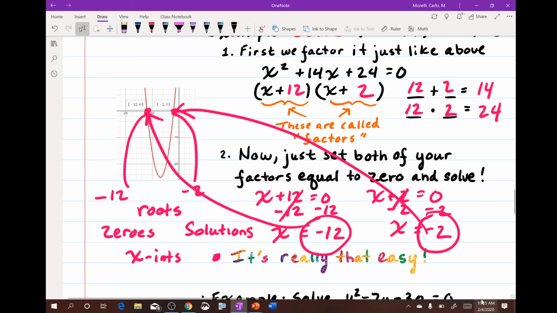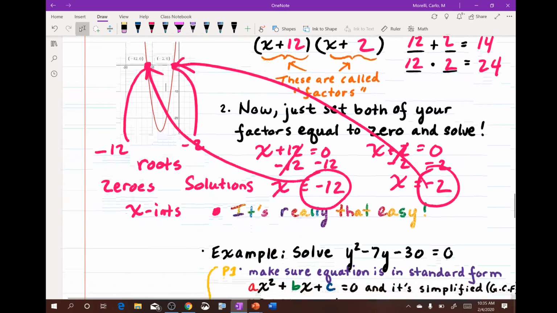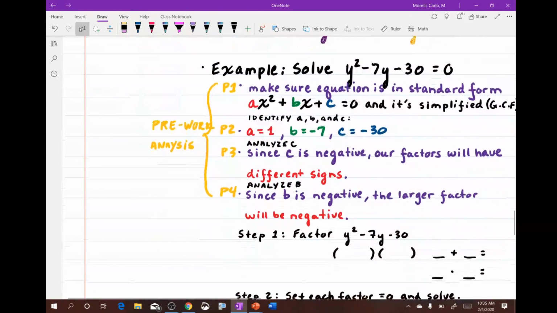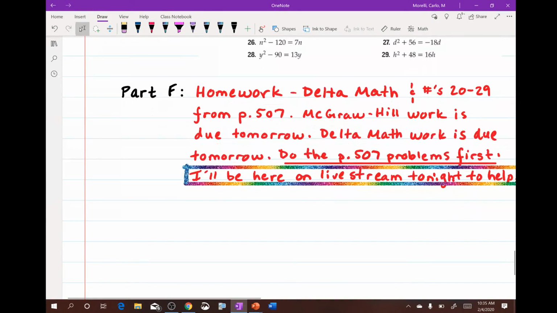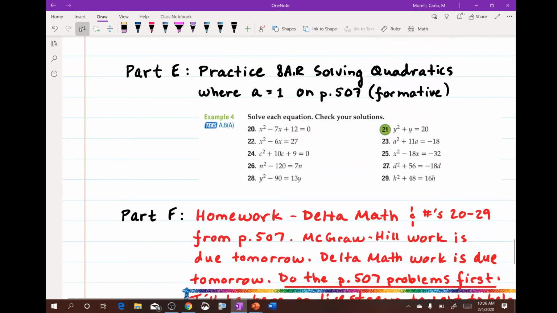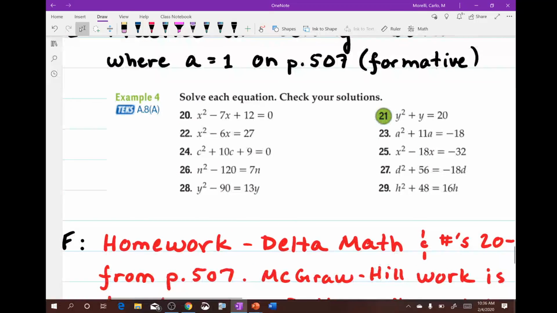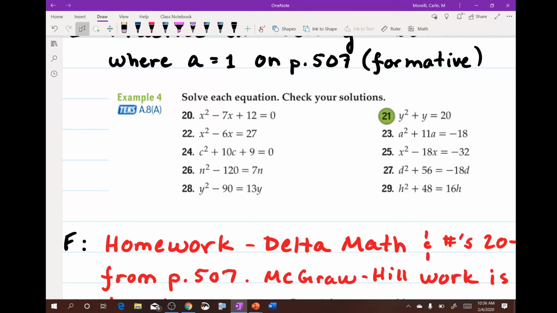Now, congratulations. If you understood what I just did, there's more stuff going on, but basically, you're ready to do your Delta Math homework that I've assigned you. I have also assigned you these 9 problems. If you're not going to get on OneNote or the live stream, you need to take a picture of this because this is due tomorrow.